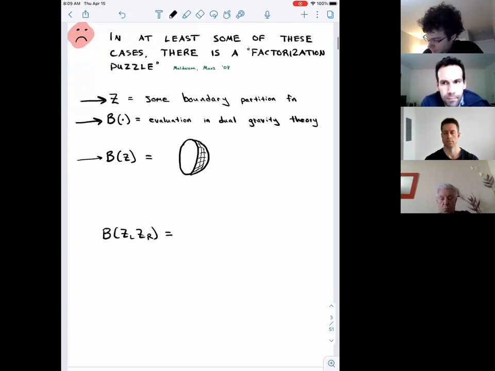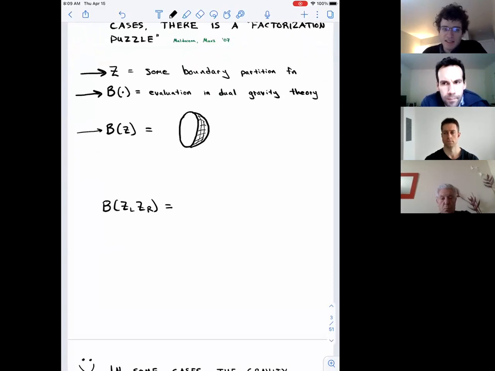Okay, so now here's the puzzle. Suppose we take a product of two of these boundary partition functions. We'll write them as Z left and Z right. Let me draw them here. We have these two circles. So here's Z left and Z right.